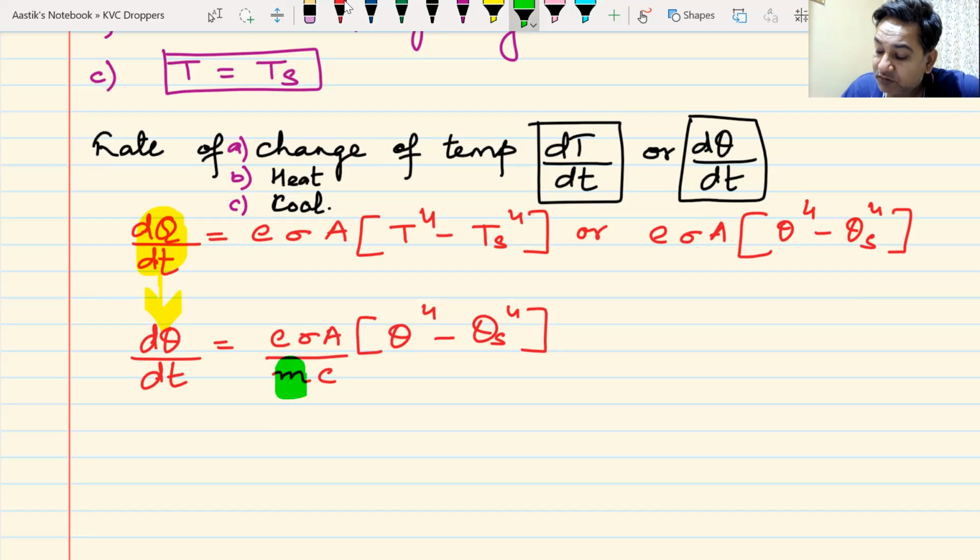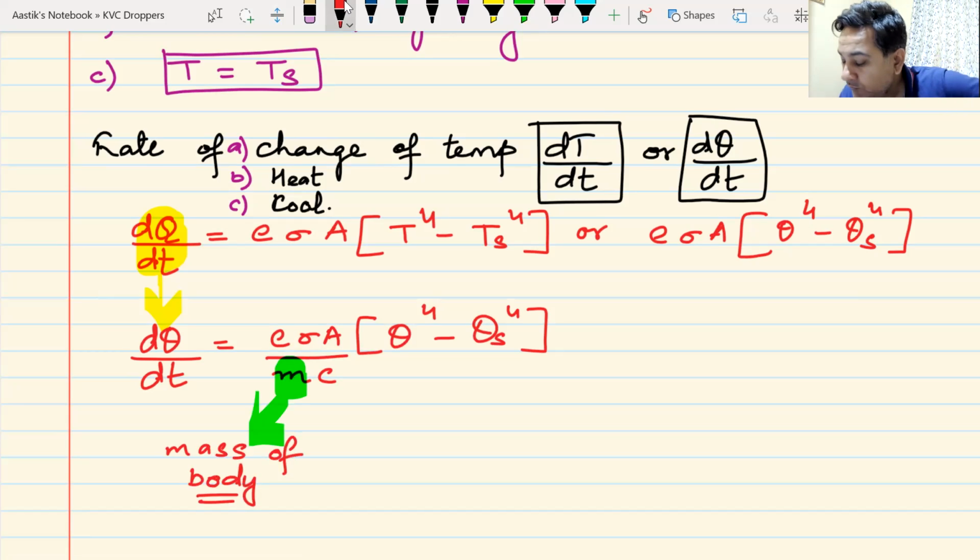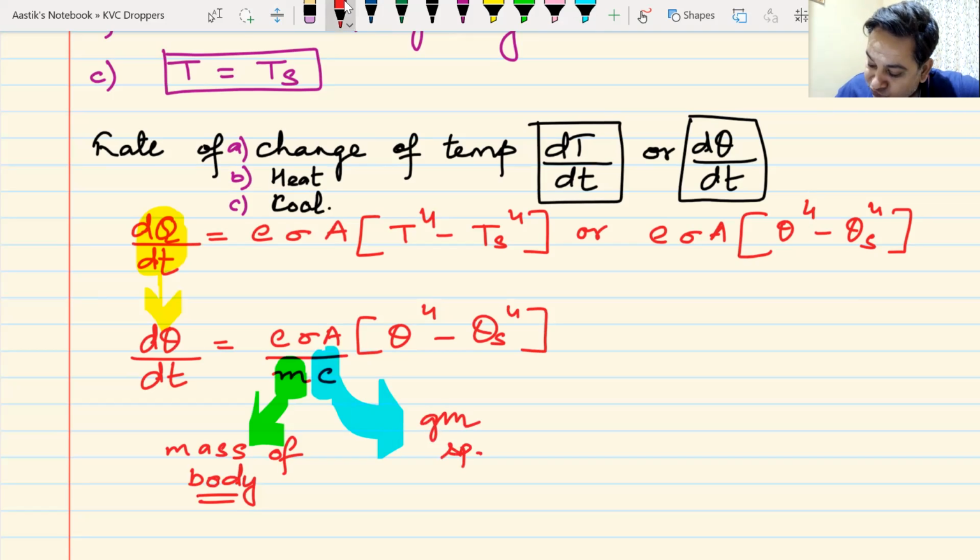What does this m stand for? Mass of what? Mass of the earth, mass of the sun, mass of the moon? It is the mass of the body. Do we understand this? Yes. Then what does this c stand for? Molar specific heat? Not molar, because we have used mass, we have not used number of moles. So this is not molar specific heat. In fact, this is simply gram specific heat. This is the gram specific heat of the body.